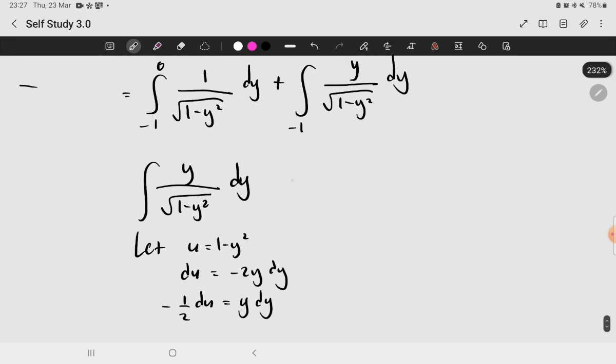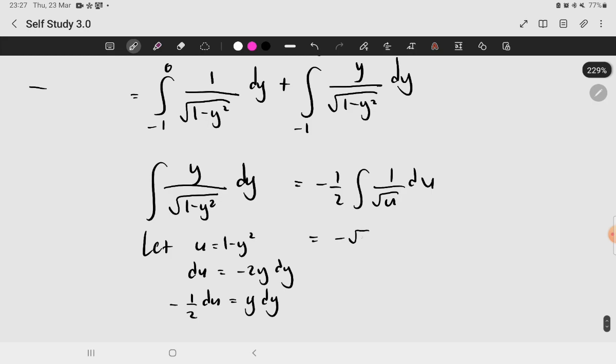Now from here, we know that negative 1 over 2 is a constant. We could bring it outside of the integral. We have negative 1 over 2. We integrate 1 over the square root of u du. And now solve it. So we obtain negative square root of u plus c. Right. And then you could substitute back: negative square root of 1 minus y squared plus c. Now you already obtained the resulting integral for your indefinite integral.